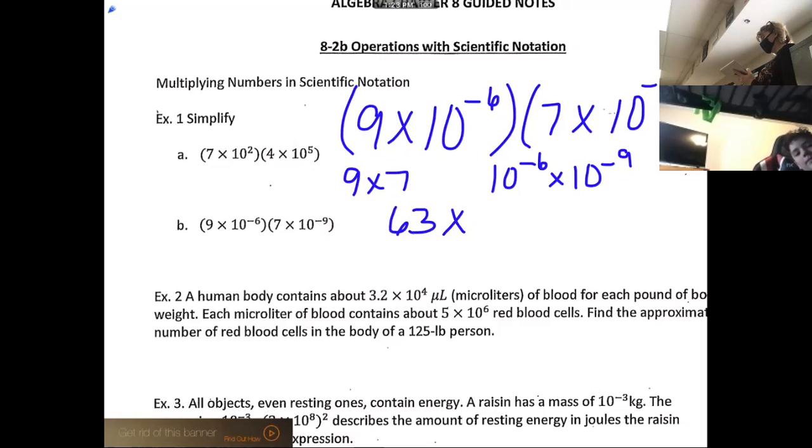And then when we have our 10 to the negative 6 and 10 to the negative 9, Brecken, what do we get from those? What do we do when we put these together? What do we do when we have a power times a power? What do we actually do with the powers?